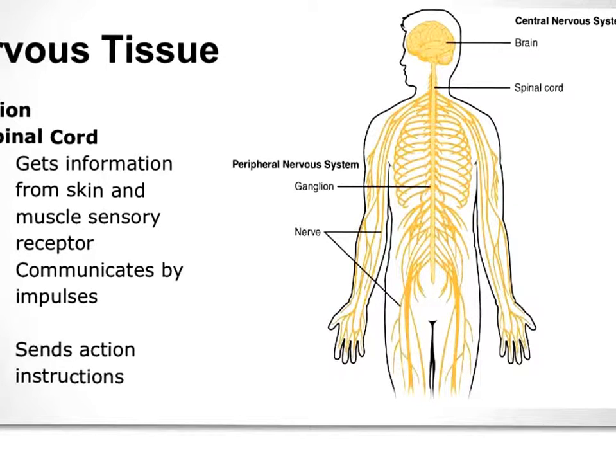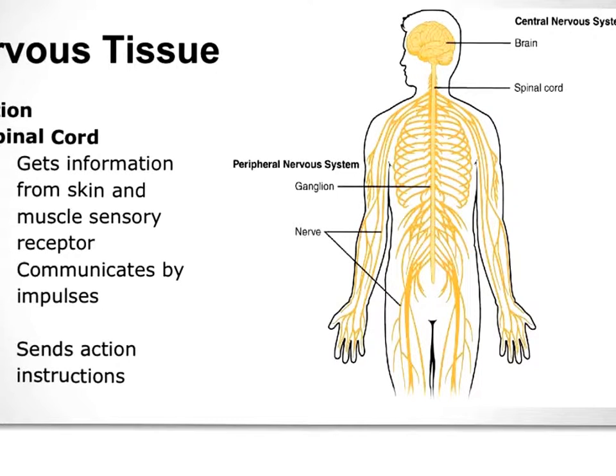Functions of the nervous tissue include acting as a sensory input. All living cells have the capability to react to stimuli. The nervous tissue is made up of numerous nerve cells.